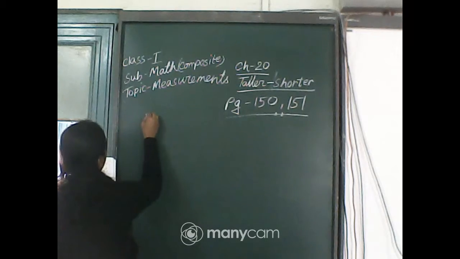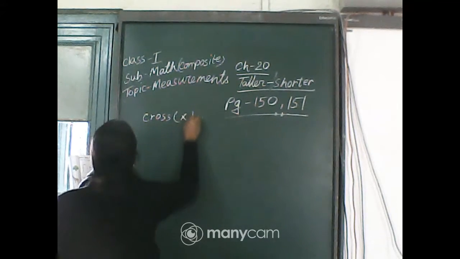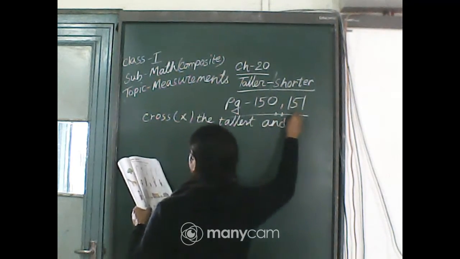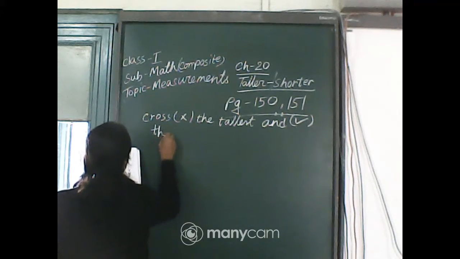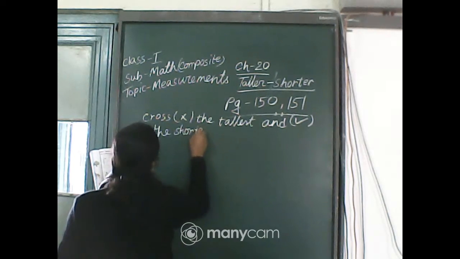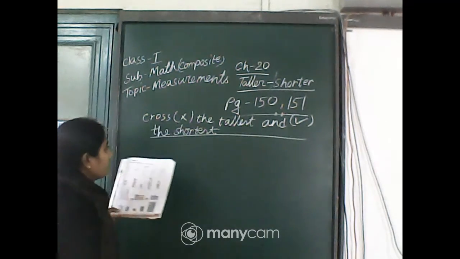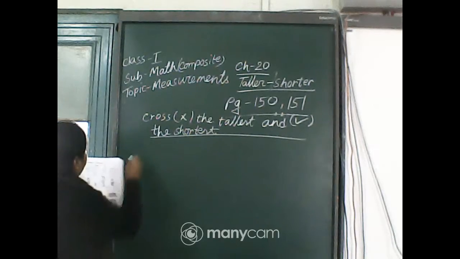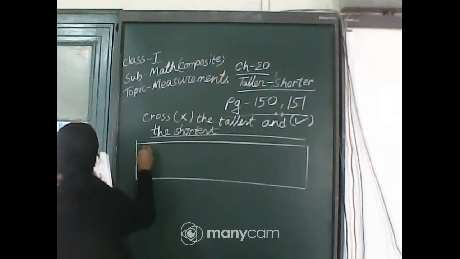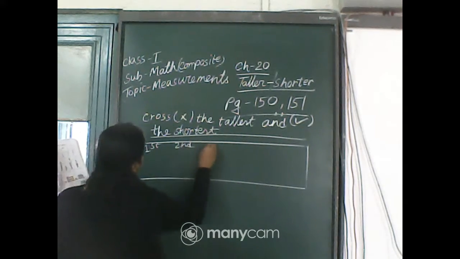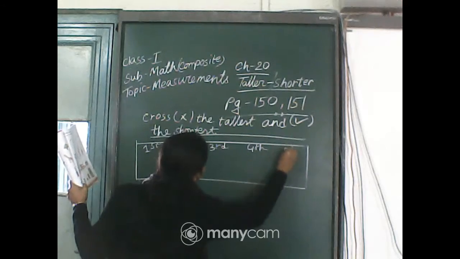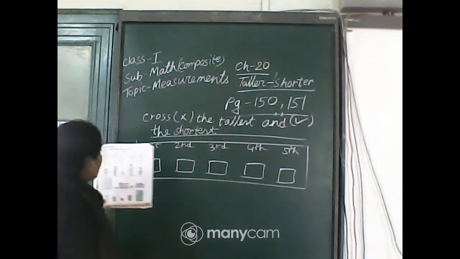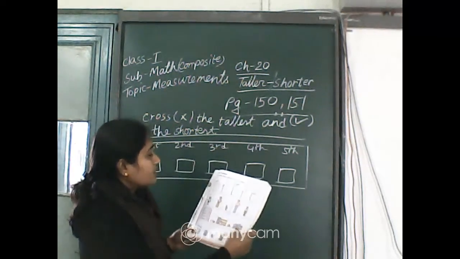Now in your book the heading is there: cross the tallest and tick the shortest. Okay, here how many objects are here? 1, 2, 3, 4, 5 objects are there. I will not draw, I will just write first, second, third, fourth and fifth. Okay, 5 objects are there. In them you have to put a cross on the tallest and tick the shortest.